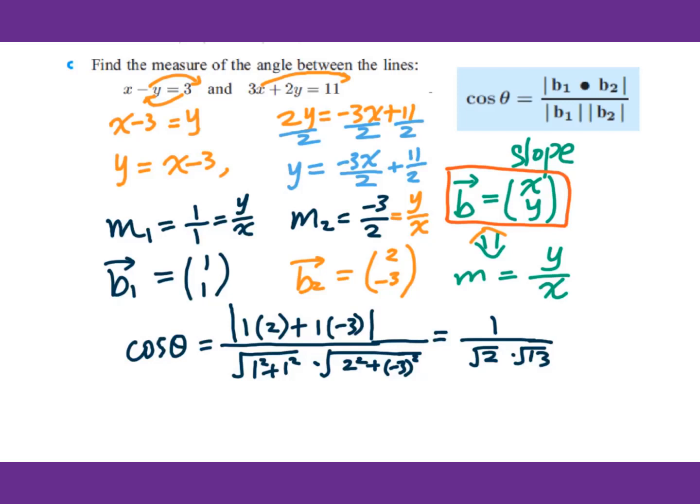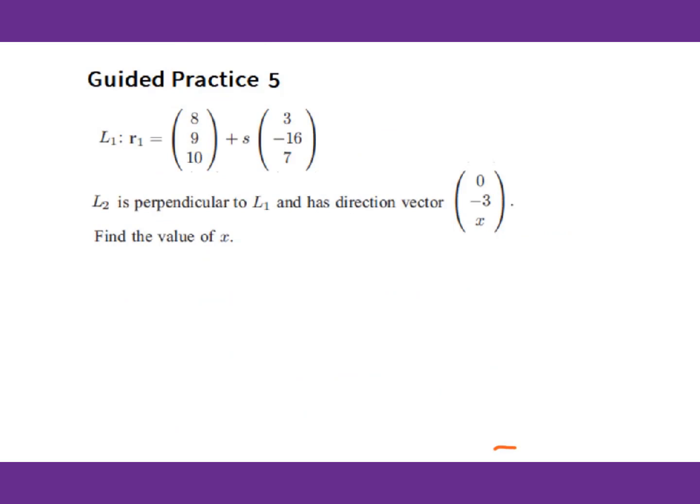Therefore, theta equals inverse cosine of 1 over square root of 26. We put it into the calculator, and we will get 78.69 degrees. Let's go to guided practice 5.